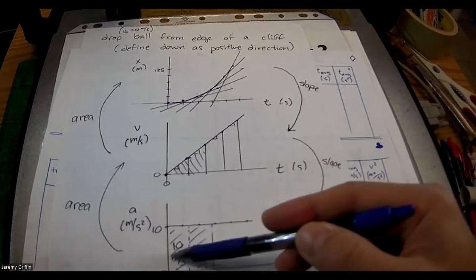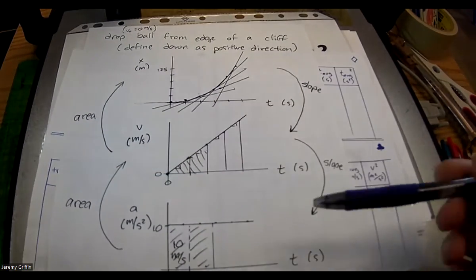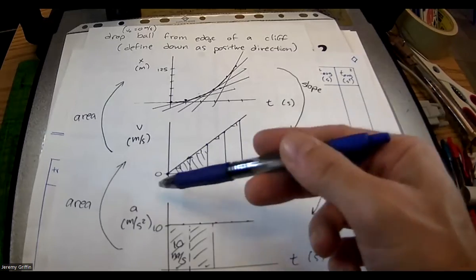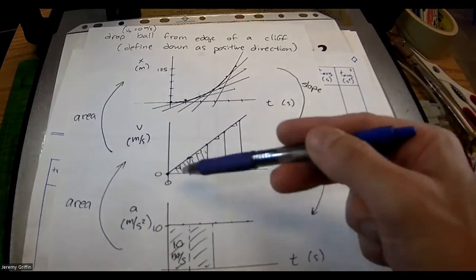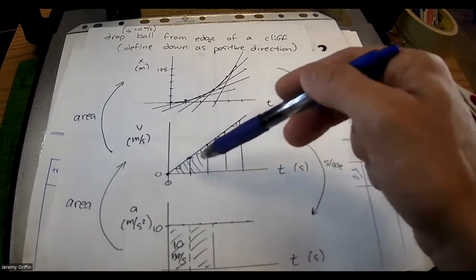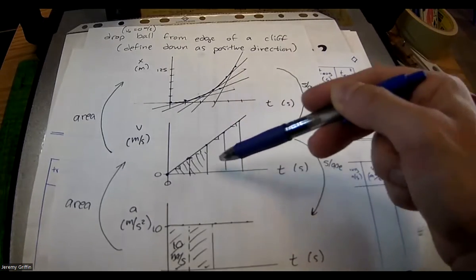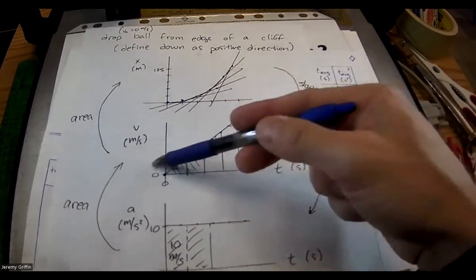Oh, that describes the velocity. Really, it's a change in velocity, because what if you didn't start from rest? But if you did start from rest, it's just a triangle shape. Okay, and then the area under this one. What's meters per second times seconds? Meters. Hey, that describes the displacement.